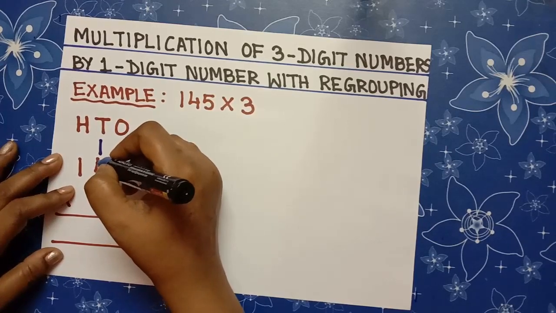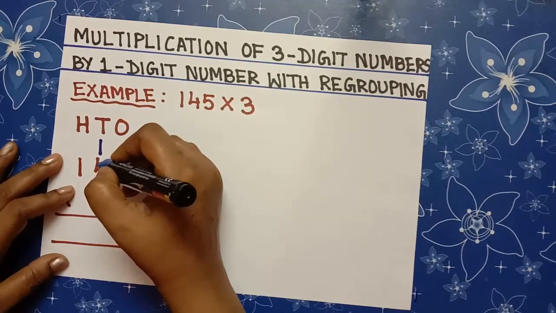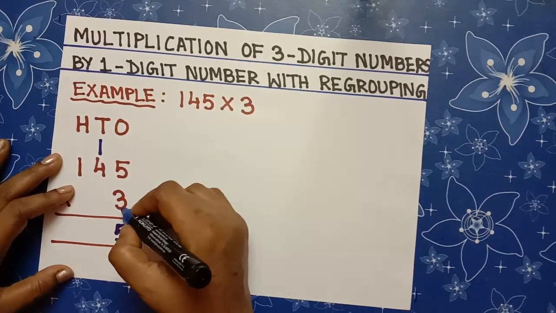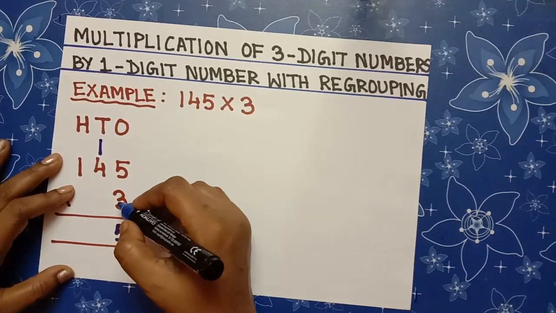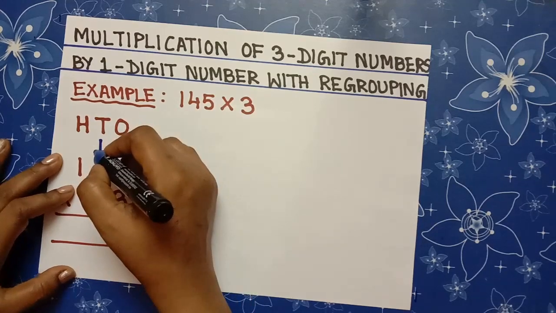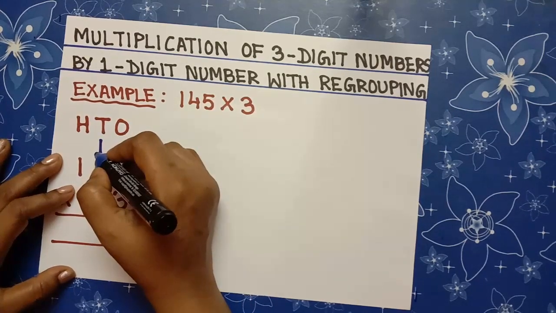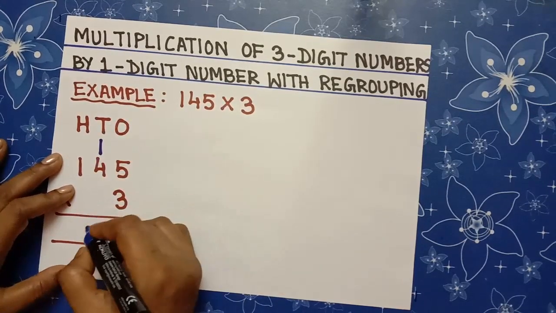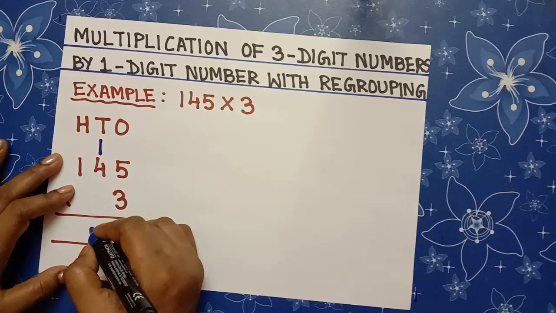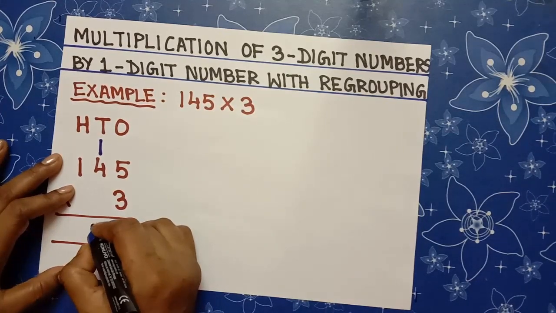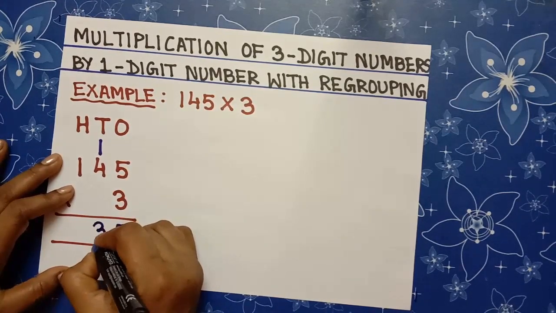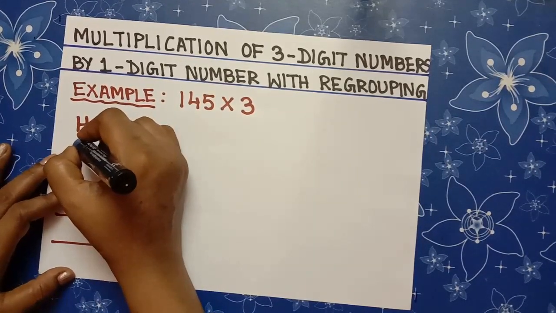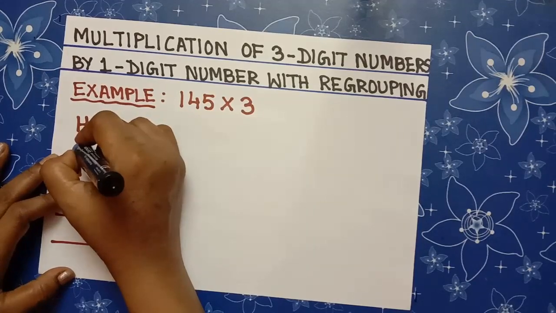Now multiply the tens digit by 3. 4 tens into 3. So 4 threes are 12. Add 12 tens plus 1, which is the carried over number. So 12 tens plus 1 is equal to 13. So write 3 below the tens column and carry over 1 and write it under the hundreds column.